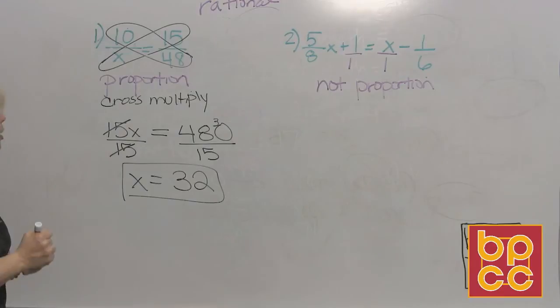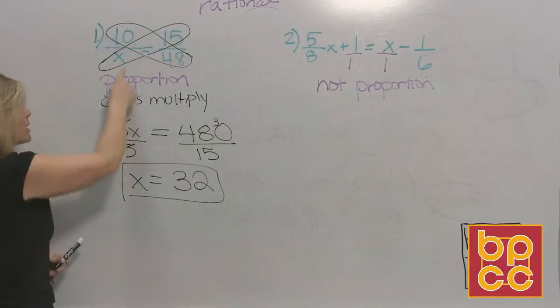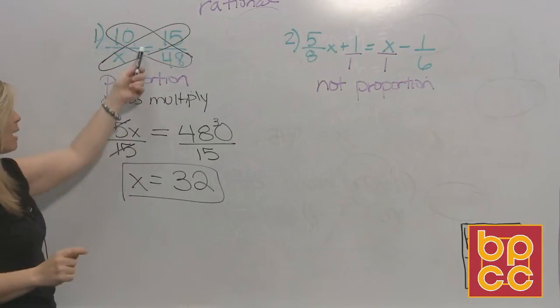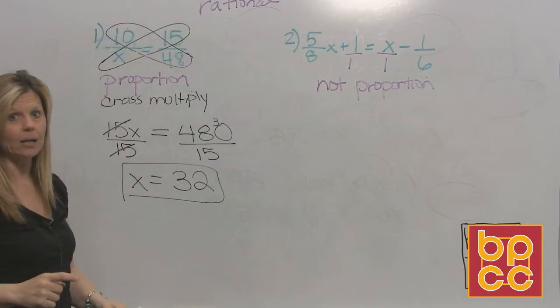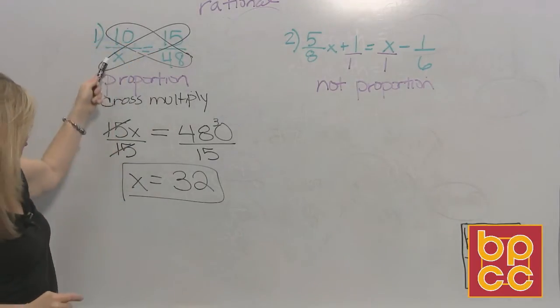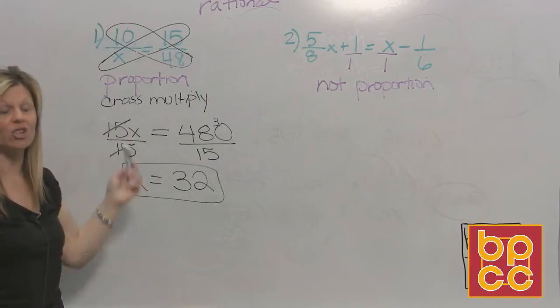Now look at me. You can't reduce 10 and 48, because that equals sign is like a wall. It's separating the left and the right side. All you're doing is crisscrossing, multiplying to get rid of the fraction. It's a trick.